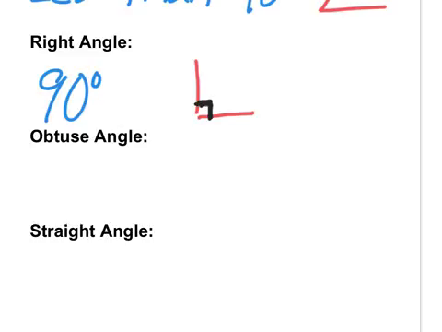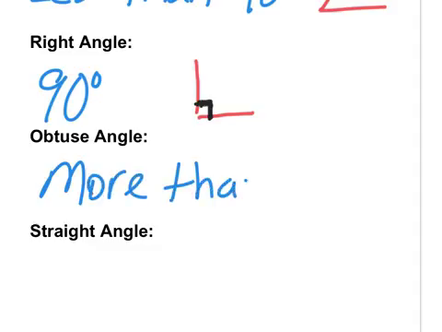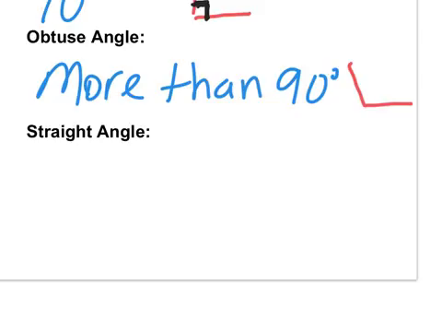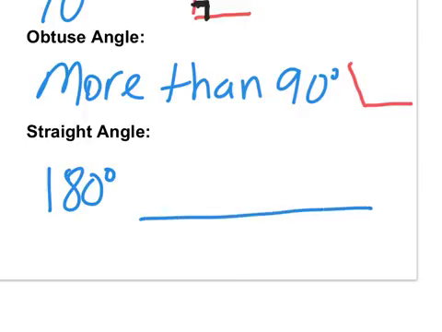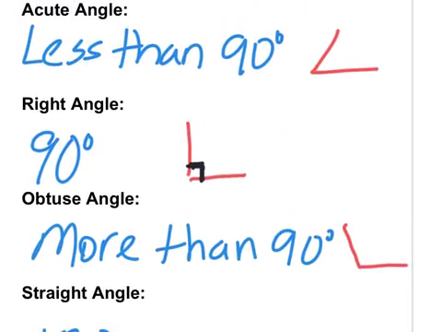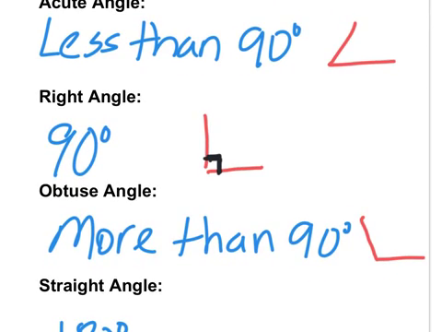The next is obtuse, and obtuse is more than 90 degrees. So if that's 90 degrees in the previous one, more than 90 would be like that. You've rotated beyond the point of 90 degrees. And a straight angle then is 180 degrees. All right? So it's like a straight line. Whenever you see a straight line like that, you know that that's going to be 180 degrees. All right? I put that mark in to show that we have an angle. So there are main ways of classifying angles by their measure: acute, right, obtuse, and straight.